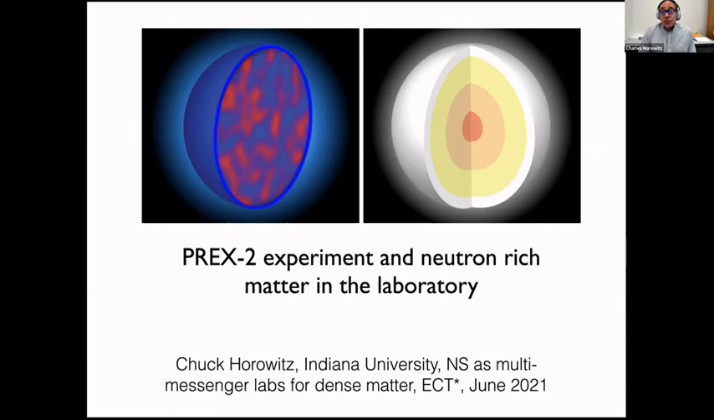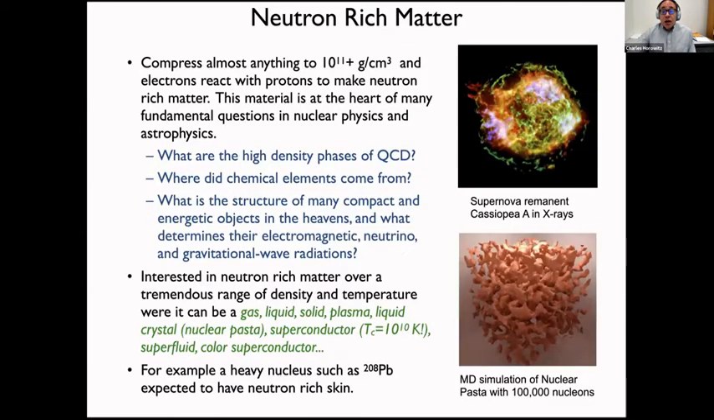Want to talk about the P-REX 2 experiment. We're studying neutron-rich matter. If you compress anything enough, electrons capture on protons to make neutron-rich matter. The material is the heart of many fundamental questions in nuclear physics and astrophysics. What are the high-density phases of QCD? Where did the chemical elements come from? And what's the structure of many compact and energetic objects in the heavens? What determines their electromagnetic, neutrino, and gravitational wave radiations?